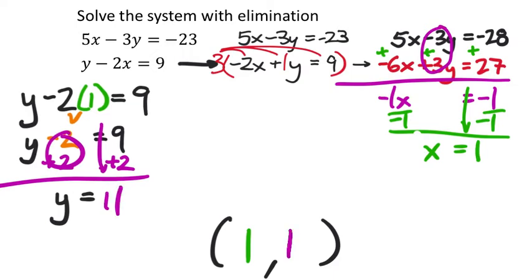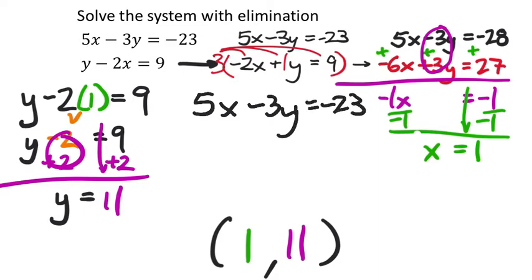So our ordered pair should be 1, 11. Now we can check, right? So what is 11 minus 2 times 1? It is 9, okay? But we have to go to the other equation. We have to say, well, what about 5x minus 3y equals negative 23? Will that give us a true statement? As it turns out, it looks like it will.